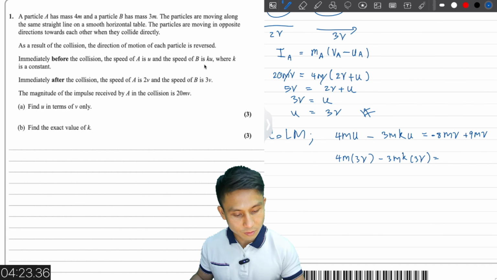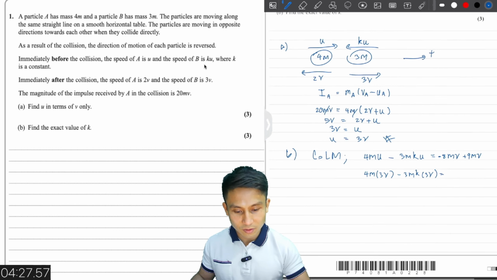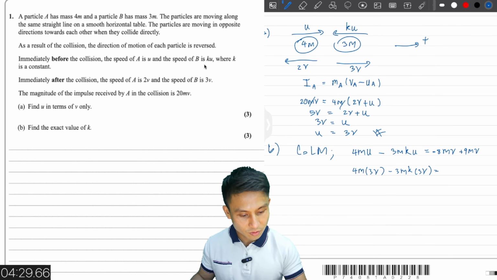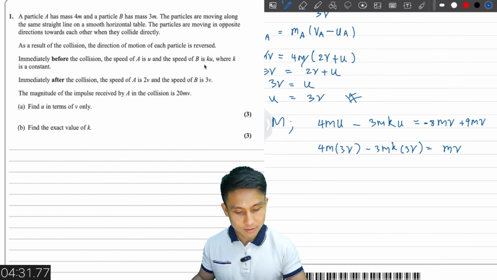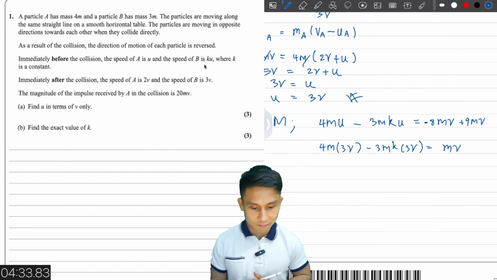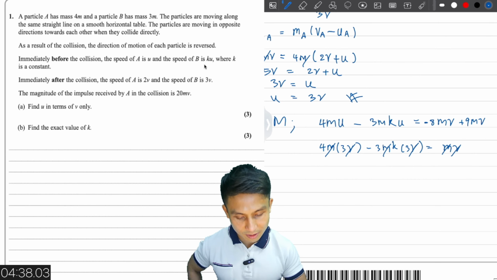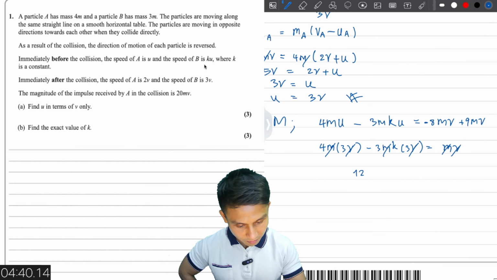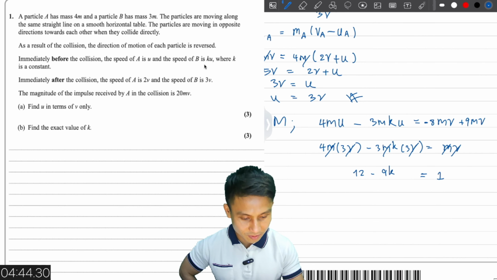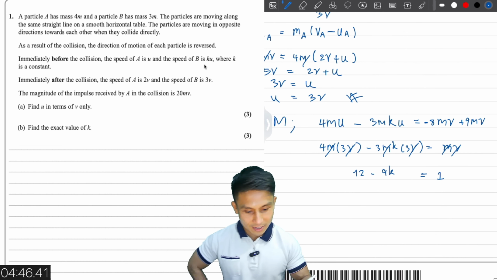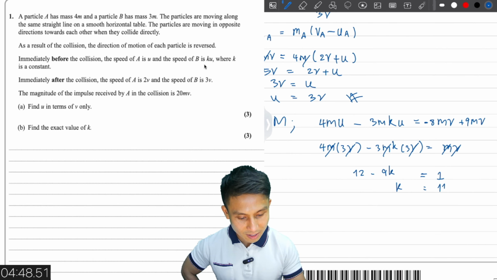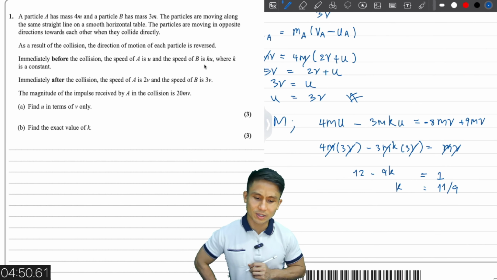3v here equals minus 8m, so these can already simplify to mv. Now we're just going to cancel everything, the m, the v, the m, the v, and the mv here. So this is 12 minus 9k equals 1, not 0. Got to be careful there. So that means k would be 11 over 9. That would be exact, right?